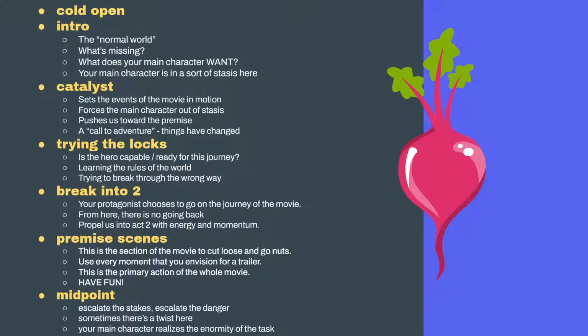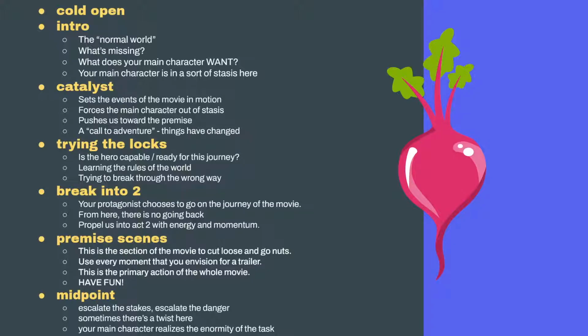You're forced to respond because we've set the events of the story in motion and pushed the character out of that stasis and moved us towards the premise of that episode. This is like a sort of call to adventure of some kind, but it's only one single moment. A catalyst is not a series of events. A catalyst is one thing happening. I would write that down if you're still figuring out how a structure should look.